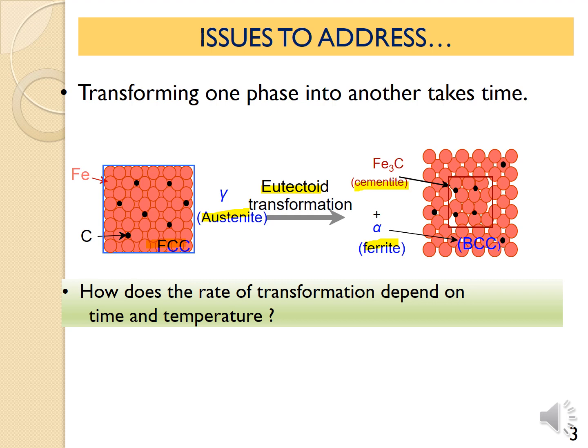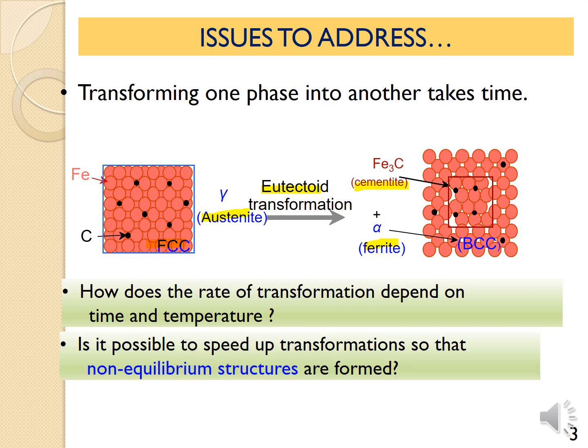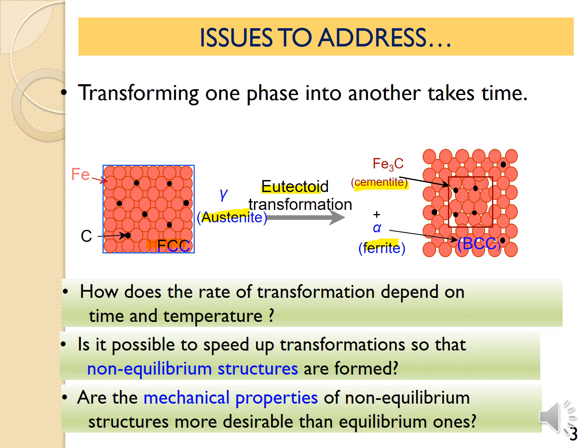Also, how does the rate of transformation depend on time and temperature? We cannot tell from the equilibrium phase diagram. Is it possible to speed up transformations so that we can have some non-equilibrium structures? But again, on the equilibrium phase diagram, only the equilibrium phases are shown. Some other questions: the mechanical properties of non-equilibrium structures, how can we figure that out? And are those more desirable than equilibrium ones? We cannot find the answer from the equilibrium phase diagram.